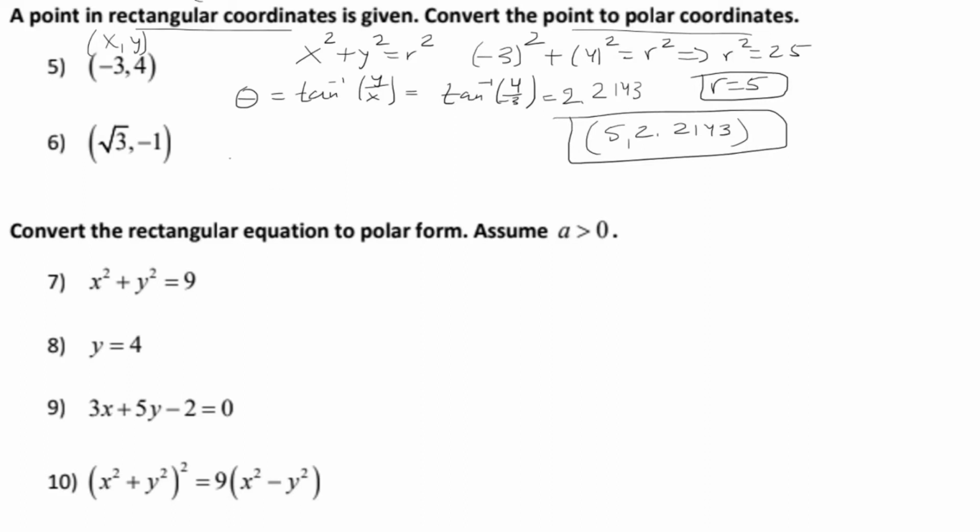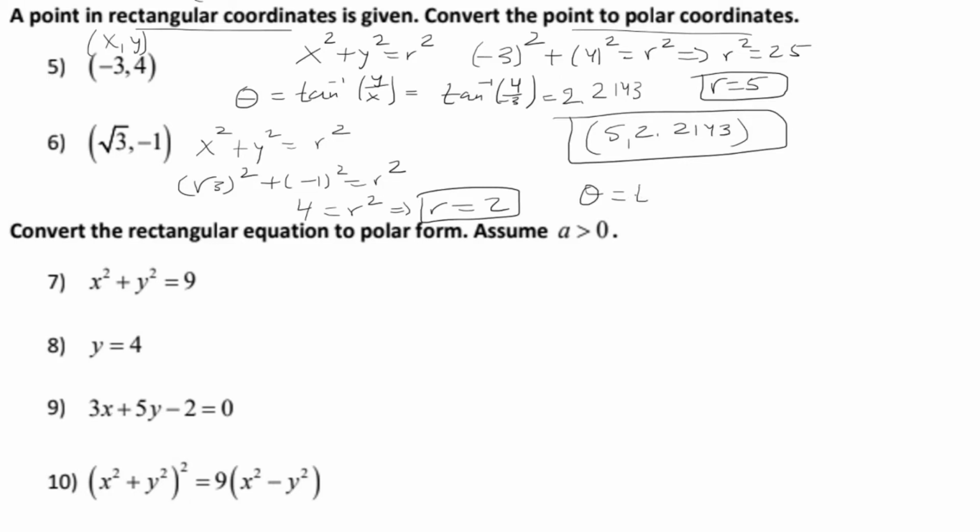For number 6, let's do the same thing. X squared plus y squared equals r squared. So I have √3 squared plus -1 squared equals r squared. √3 squared is 3. -1 squared is 1. We get 4 is equal to r squared. So that means r is equal to 2.